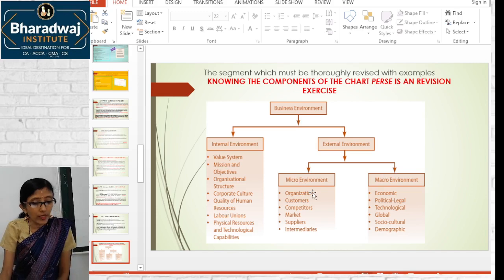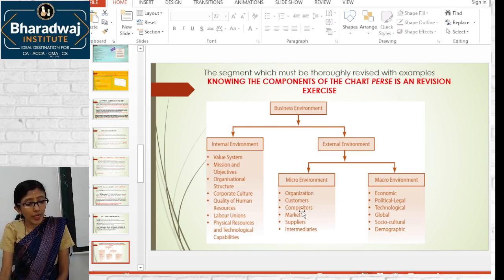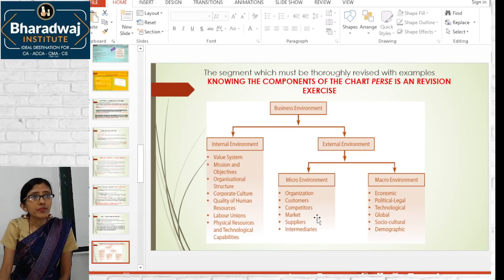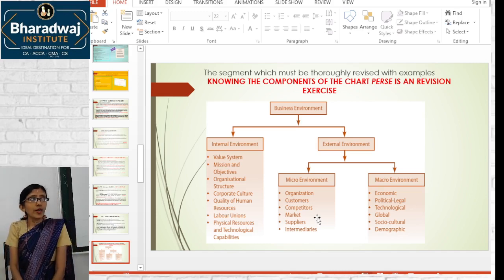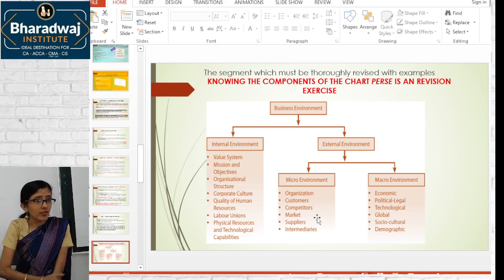Under micro, look at it: organization, customers, competitors, market, suppliers and intermediaries, each carrying 1 mark. Producers, yeah. So instead of writing organization, instead of writing organizations, connect one more as producers.